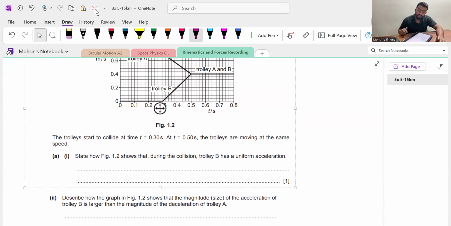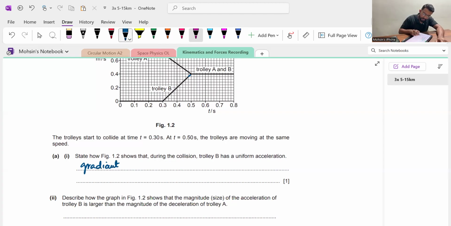During the collision, trolley B has uniform acceleration. The speed is increasing and it's a straight line, so the gradient is constant, showing uniform acceleration.